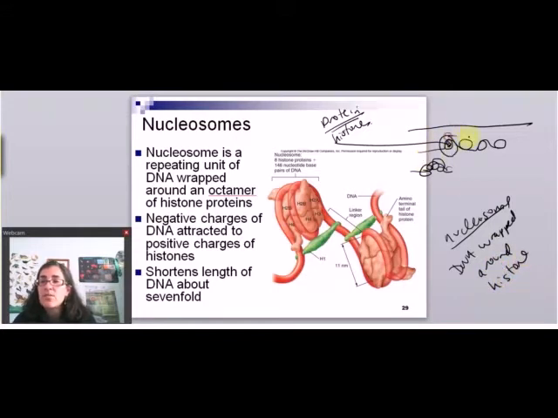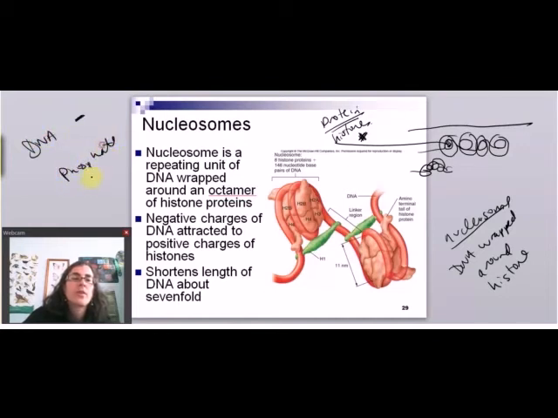So each one of these represents a nucleosome. And this is going to be held together because histones are positive. DNA has an overall negative charge, mainly because of the phosphate group. If you go back and look at the chemistry of a phosphate group, you'll see that it has a bunch of negative charges on it. So that's going to make DNA negative, and so it'll therefore be attracted to the positive charge on the histone. That'll hold the whole thing together. And again, by wrapping like that, it shortens the length of the DNA.